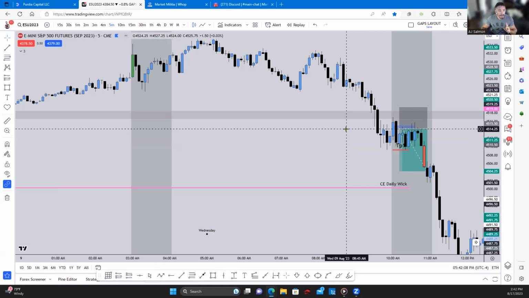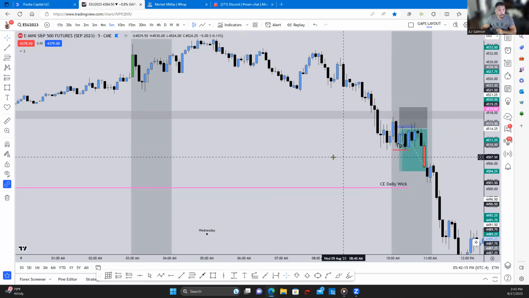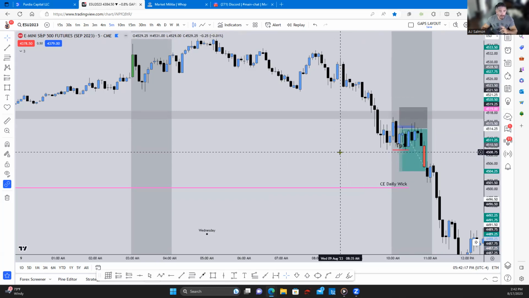You don't always have to wait for a sweep of liquidity. It can be a continuation. Okay. Not every day is a reversal day. That being said, you want to use the higher time frame for your draw on liquidity.